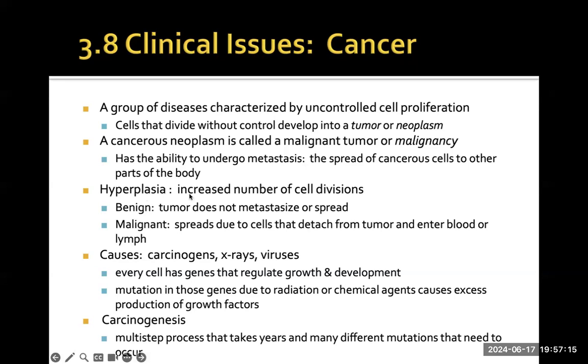Hyperplasia is an increased number of cell divisions. This could produce a benign tumor, which does not have the ability to move. Benign is good in a sense because it's localized, it's in one place. It could also create a malignant tumor, which means that it's spreading due to the detachment of the tumor and it's entering into the blood or the lymph and being carried to a different location of the body. How you can identify them is through imaging and tissue samples, and hopefully go from there.